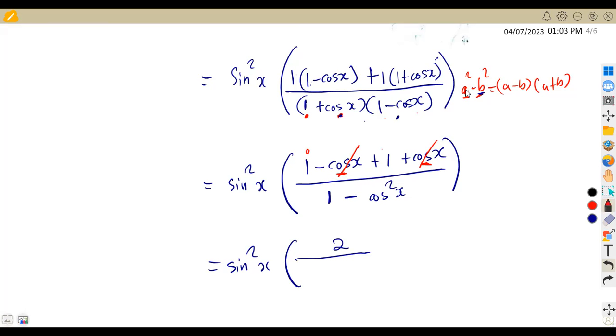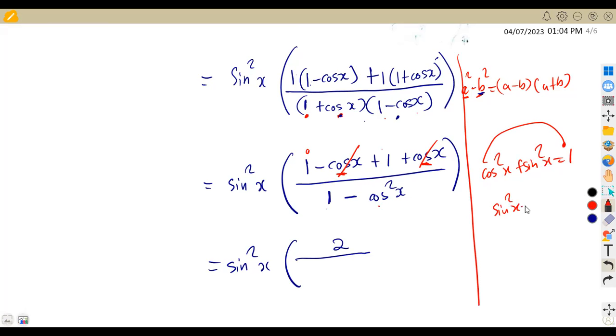If we take back from our identities, we know that the cos squared of x plus the sine squared of x is equal to 1. So if we transpose cos squared to the right-hand side, we remain with sine squared x, which is equal to 1 minus cos squared x. So in place of 1 minus cos squared, there is sine squared. So this whole part is equivalent to sine squared x.